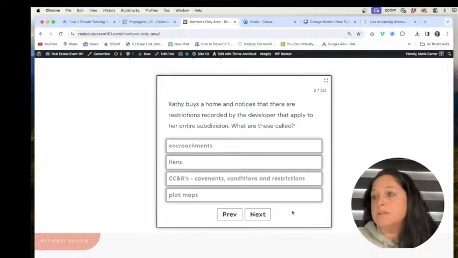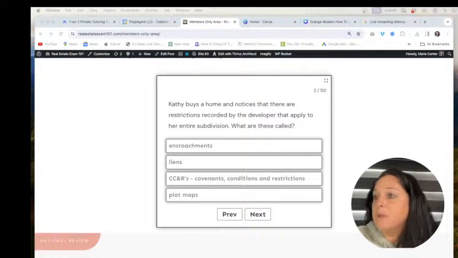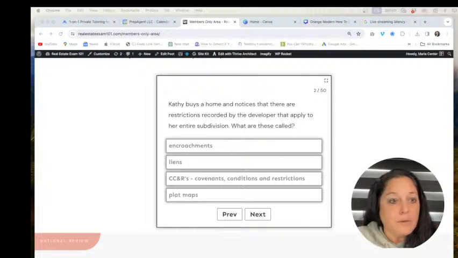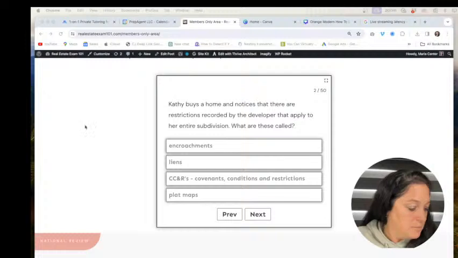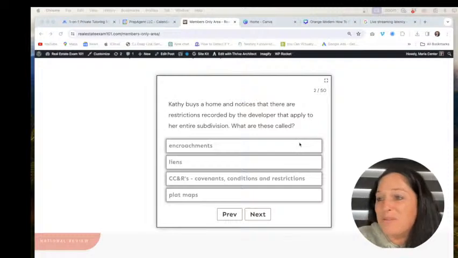Kathy buys a home and notices that there are restrictions recorded by the developer that apply to her entire subdivision. What are these restrictions called? Are they encroachments? Are they liens? Are they CC&Rs? Or are they plat maps? What would be the restrictions that would be recorded? Anybody remember this one? Hey Desiree, what would be the restrictions that would be recorded?